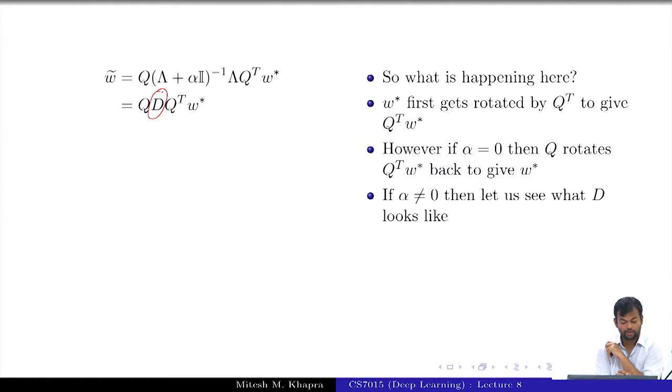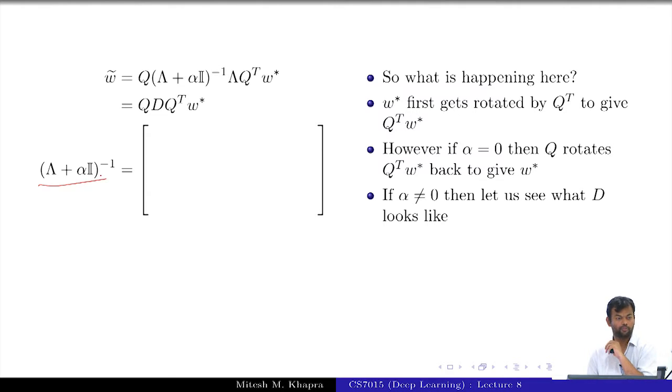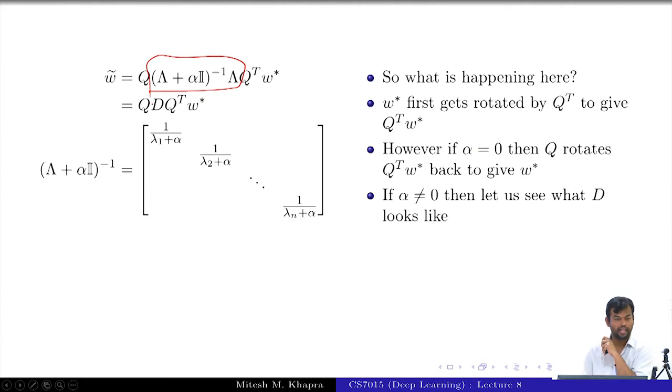Okay. So what is this matrix actually? It's a diagonal matrix. What are the diagonal elements? What is the first element in the diagonal? 1 by, everyone agrees with this? What's the second element? Okay, fine. And what's the other matrix that I have? Lambda. So D is equal to the product of these two things, right?